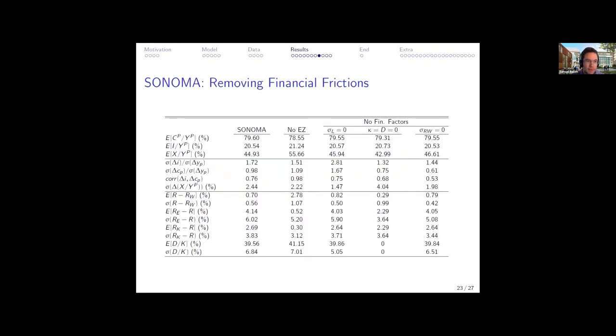So in this table, we report the results of the experiments in which we remove financial frictions one at a time. Now, I recognize that there are a lot of columns, a lot of numbers. So once again, let me skip the table itself and let's just focus on the key takeaways that we would get.